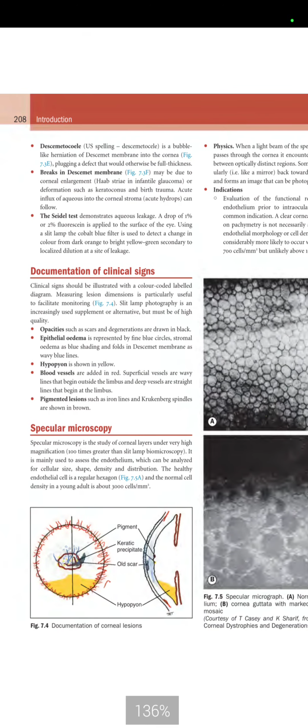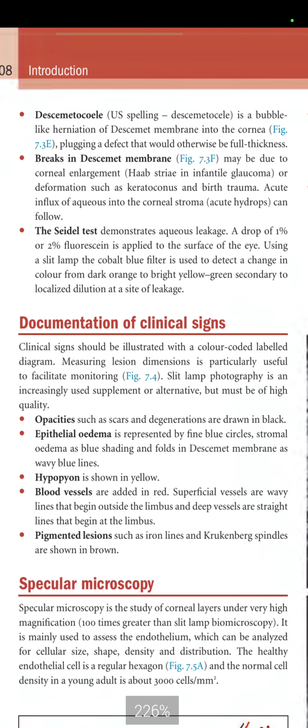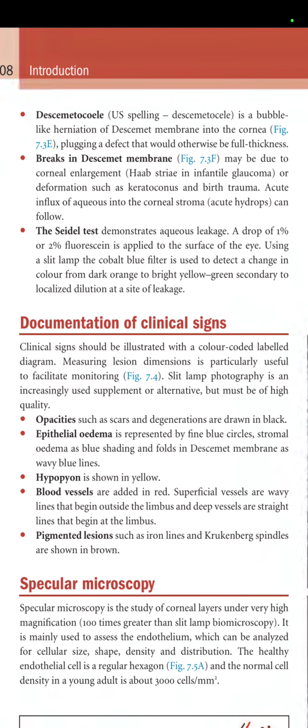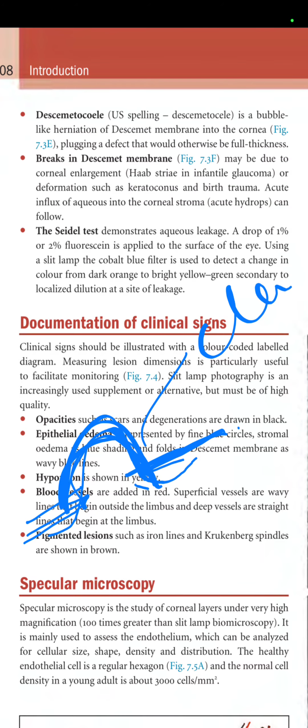Next of the deep corneal signs is descemetocele formation. It is very important. It is a bubble-like herniation of the Descemet membrane into the cornea, occurring when a defect would otherwise be full thickness. So there is a loss of tissue, and the Descemet membrane, if intact, tends to bulge, and this bulging is called descemetocele.